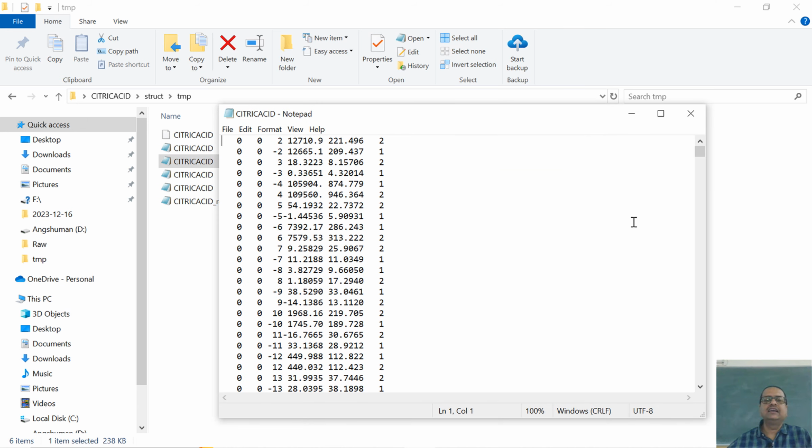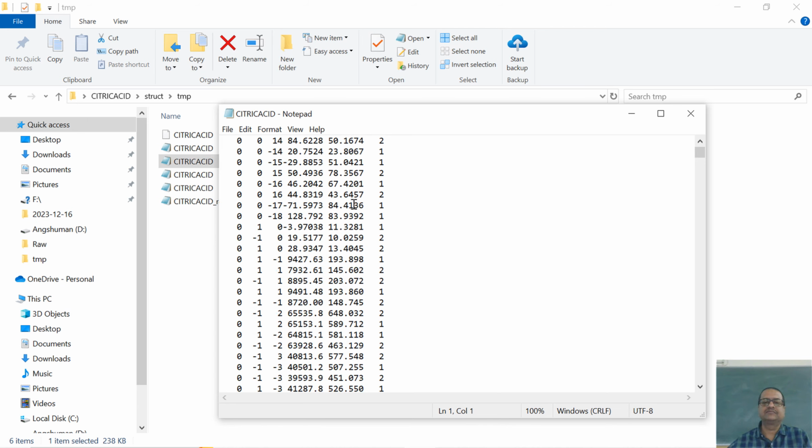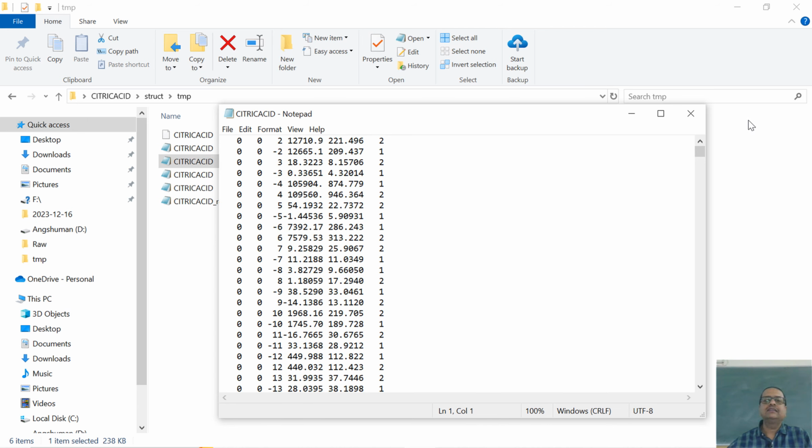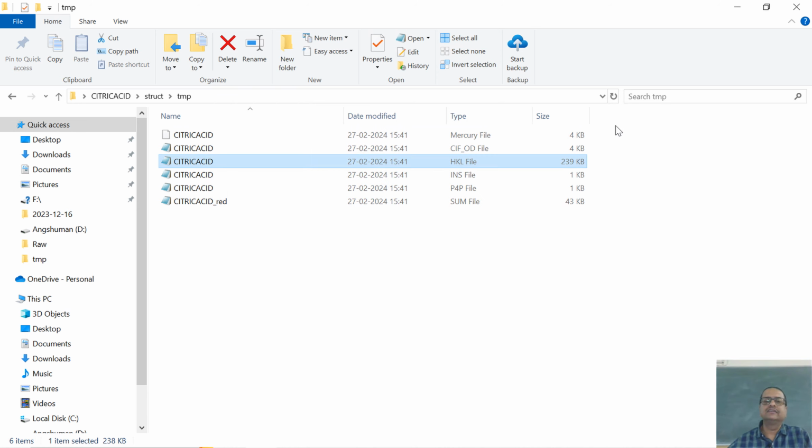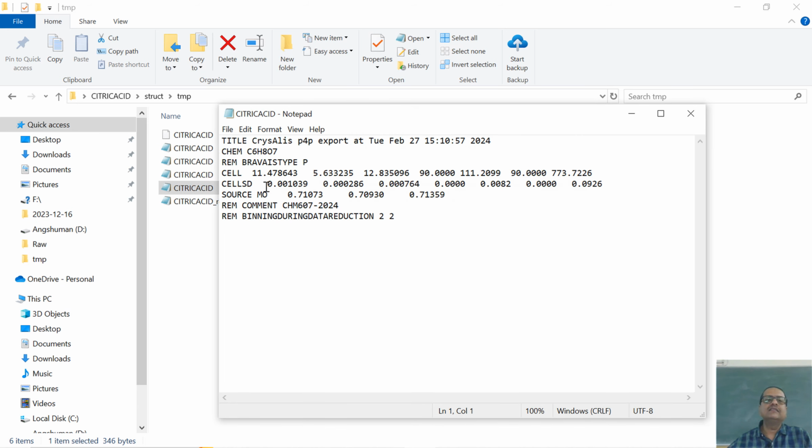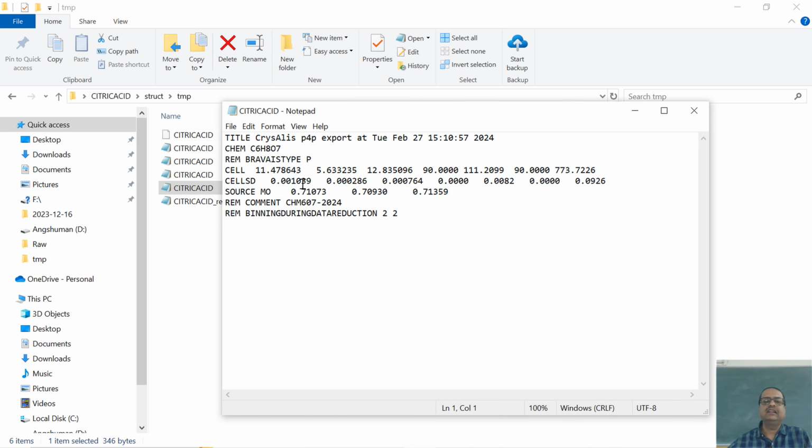This is the HKL file, and you see here h, k, l, intensity and standard deviation, and this 2 and 1 indicates from which set this data has come, whether from the first set or the second set. And you see that hkl and h bar, k bar, l bar are there. So it is not Friedel pair merged data. So it has not done anything. This P4P file once again gives you the information that is there in your INS file as a separate file.